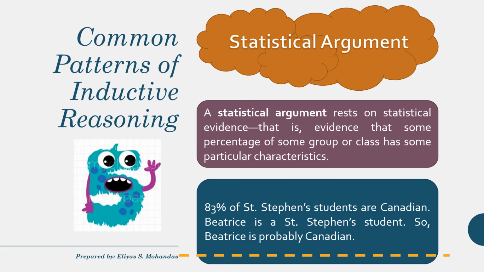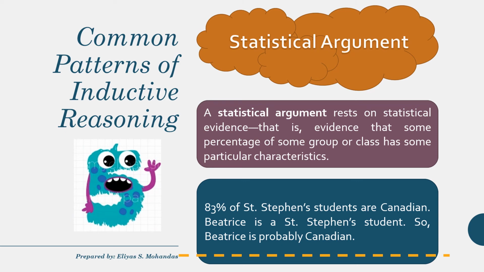The next one is statistical argument. Now, a statistical argument rests on statistical evidence. When you have the word statistical, meaning we are actually referring to a form of statistics. Evidence that some percentage of some group or class has some particular characteristics. I give you an example here. 83% of St. Stephen's students are Canadian. Beatrice is a St. Stephen's student, so Beatrice is probably a Canadian.